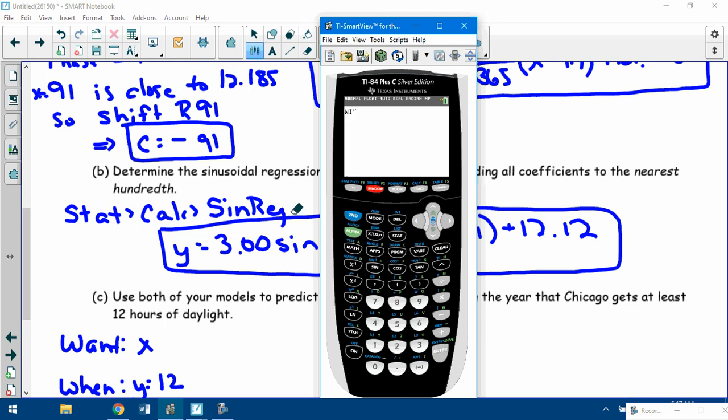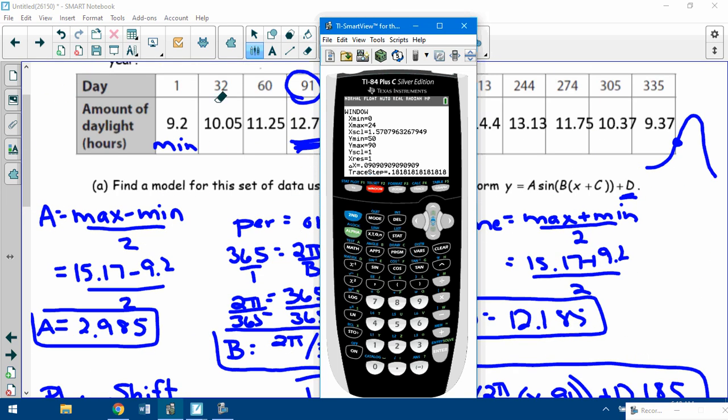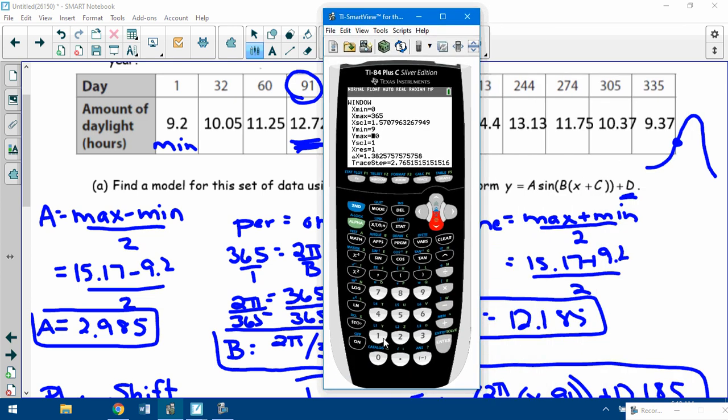Now we got to be smart about our window. What should x min, x max be, do you think? Well, we want over the course of the year, so go 0 to 365. And for y min, we know 9.2 is our min, so let's just say 9. And we know y max, we know our max was 15.17, so maybe go 16. And that should give you a somewhat decent graph. So hit graph.